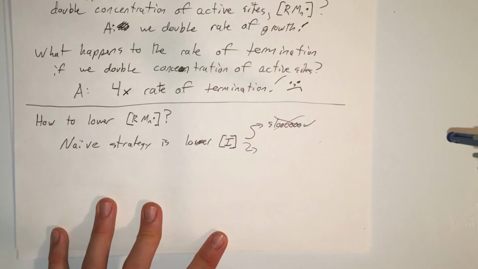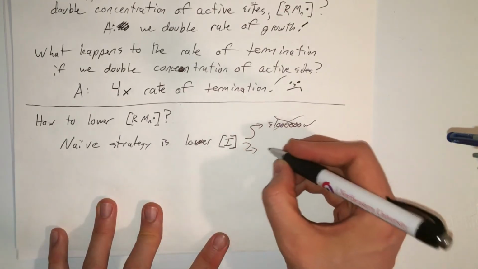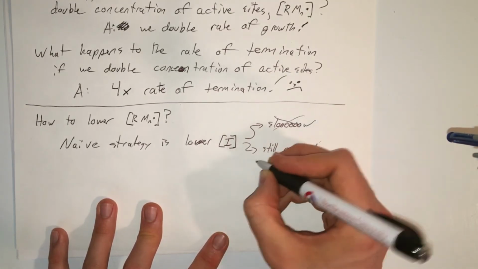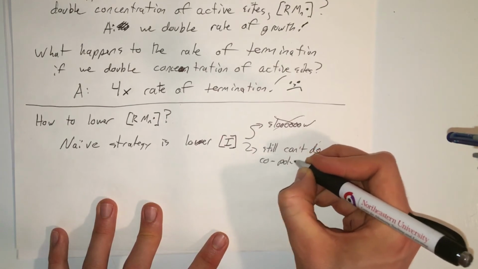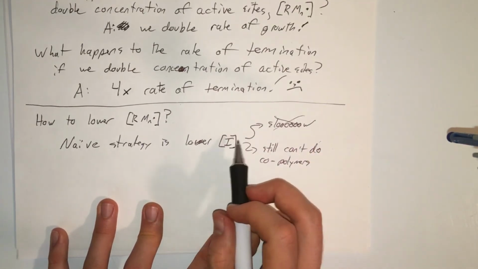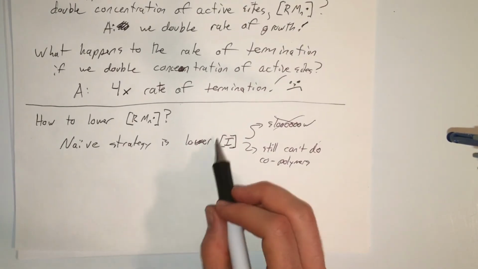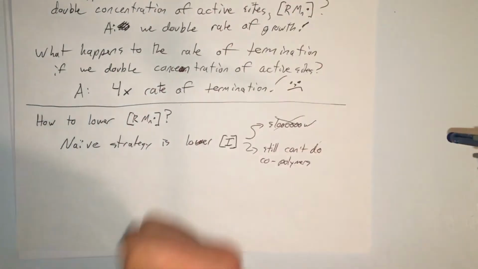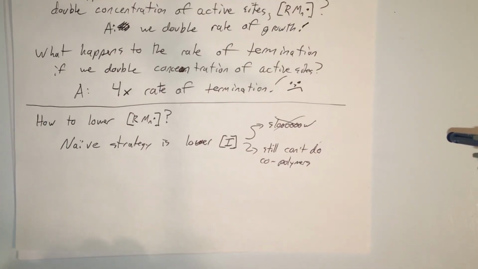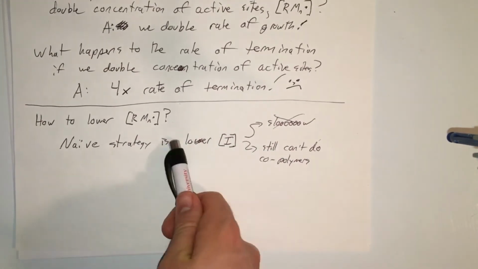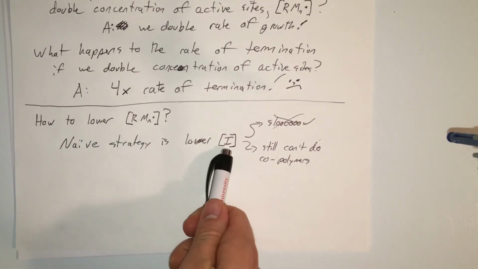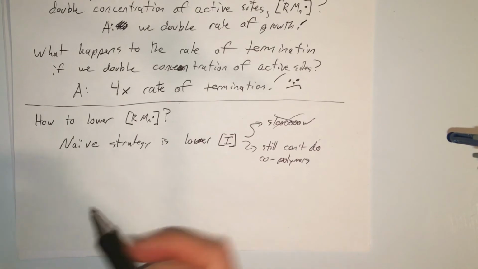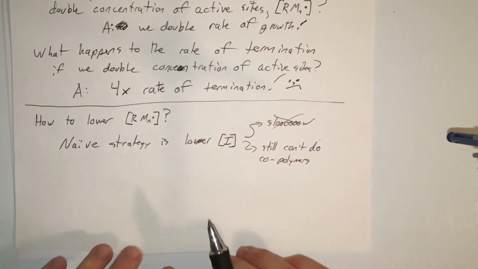But what about our thoughts about copolymers? We still can't do copolymers, right? It would be really tricky. We would need to drastically lower our concentration of initiators in order to have any appreciable amount of time to pipette in our new B monomers after our A's are depleted. So this strategy of lowering the concentration of our initiator, I don't think it's going to work, or at least work well enough to do what we want to do. So what can we do?